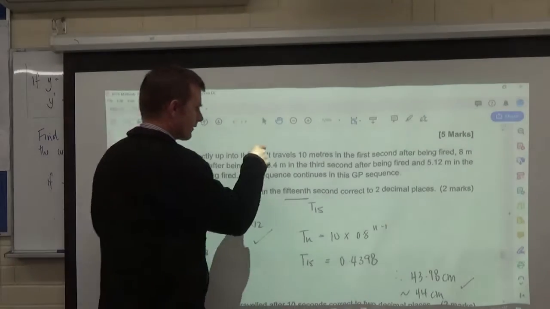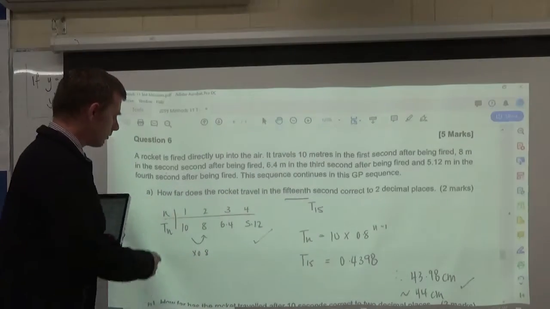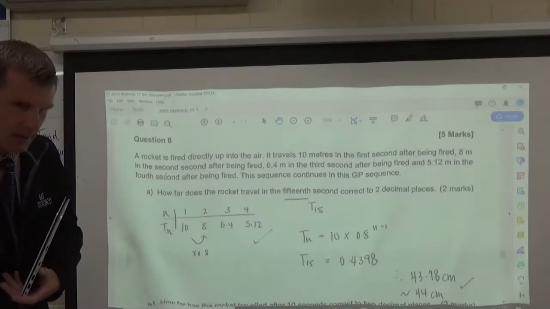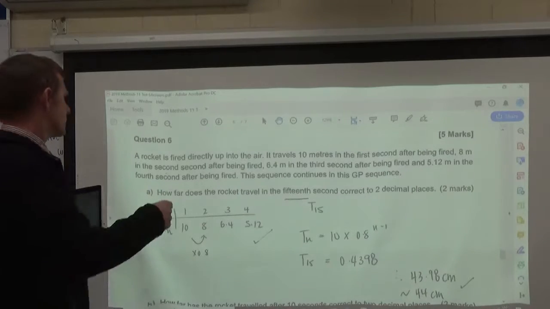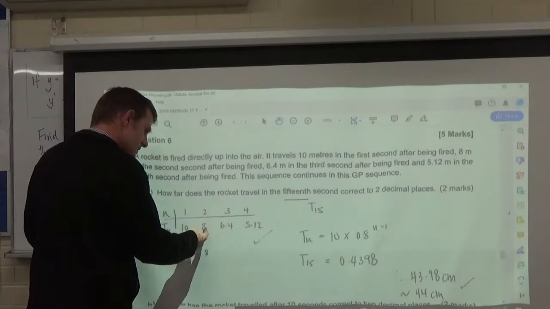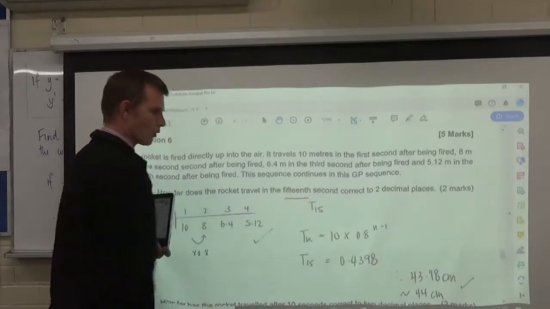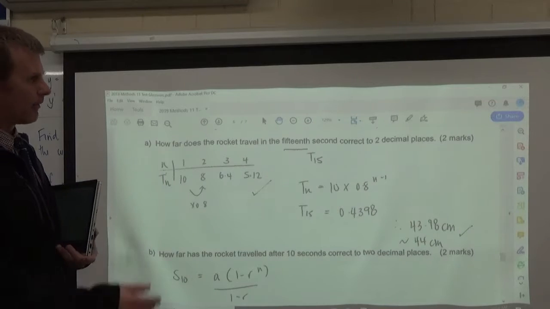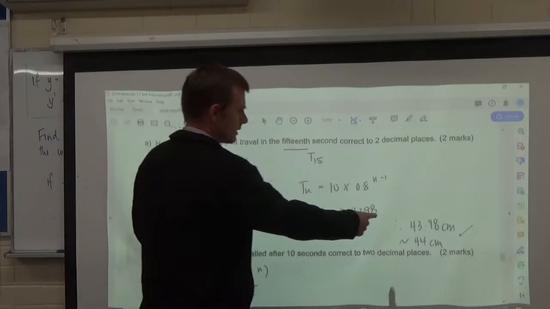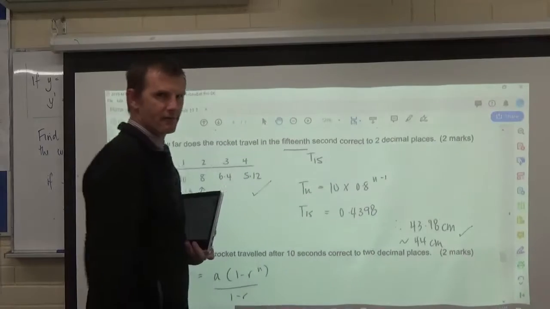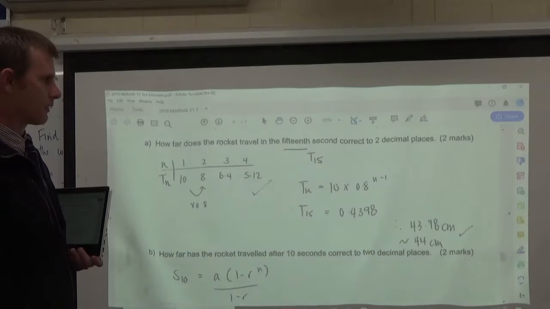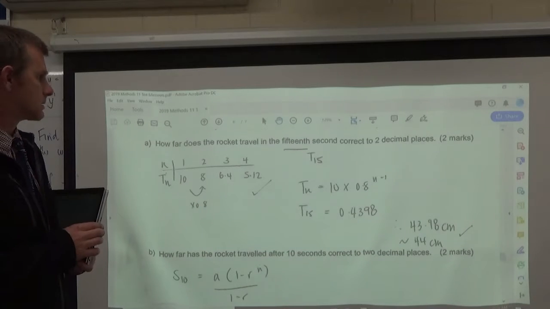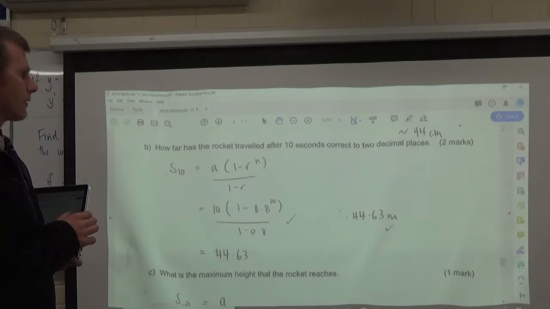How far does it travel in the 15th second? Well, I've set this up so that the n number is the second number. So this is the first second, this is the second, this is the third. So I just want to work out T15. That's all I need. There's the number crunching on the right. Round it. Well, it says correct to 2 decimal places. Here we go. I gave this answer. I just rounded it to 44 as well to say, wow, it's pretty close to 44. But 2 decimal places would be 43.98 centimetres.